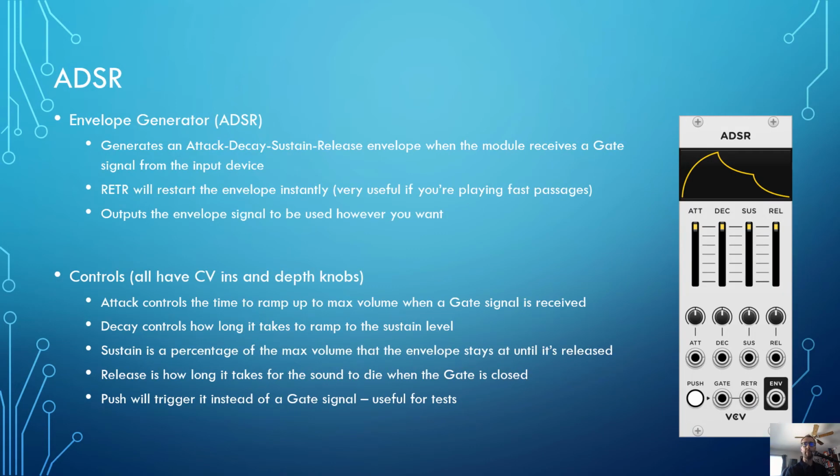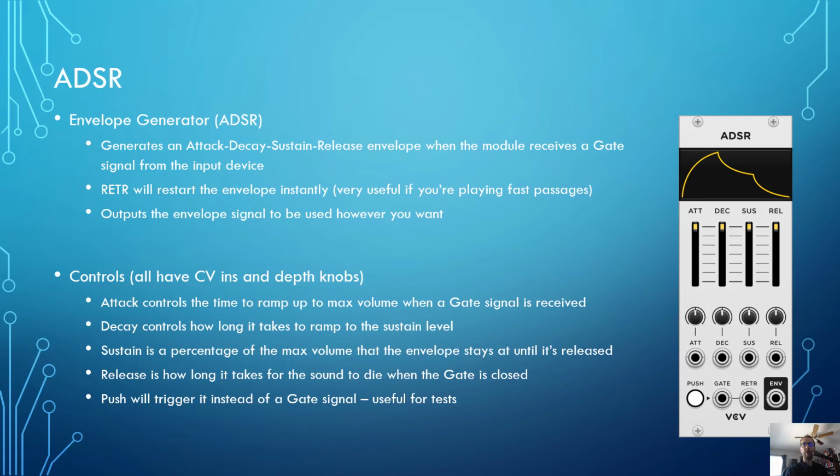But here we get to the really important one, ADSR. This is the envelope generator, and it generates an attack, decay, sustain, release envelope when it receives a gate signal in the gate input or when you hit the push button. I recommend using gate, but it's nice to have the push button because then you can test it.